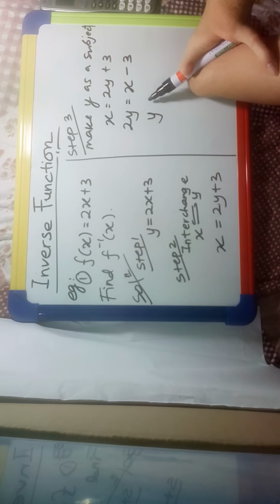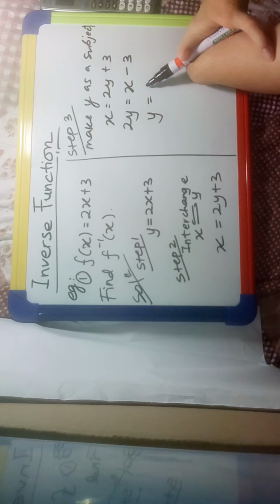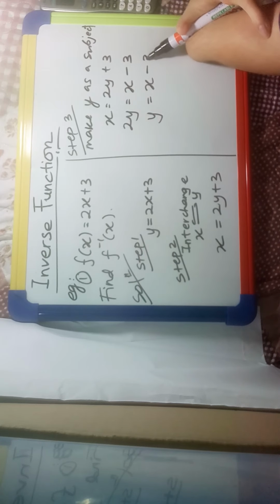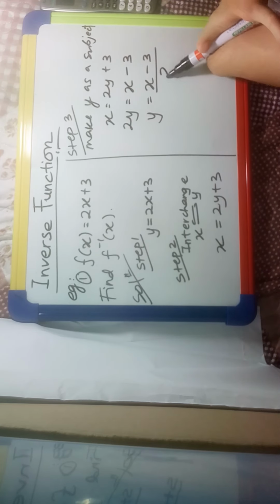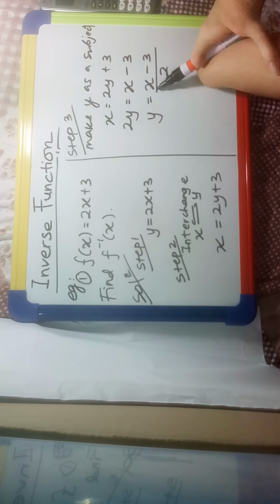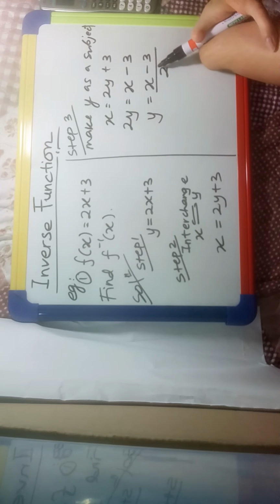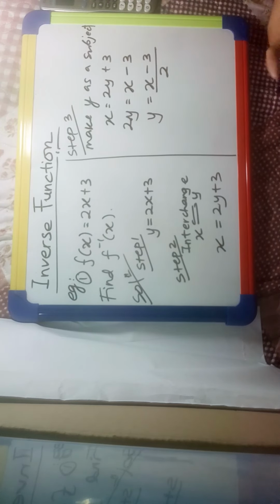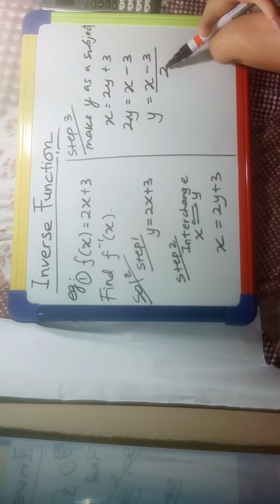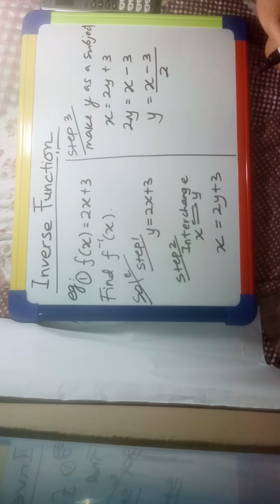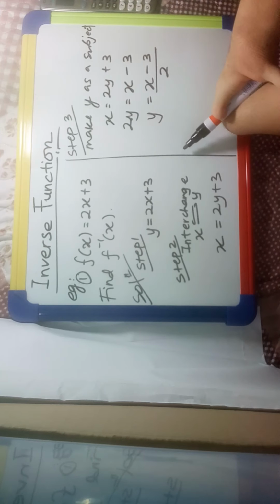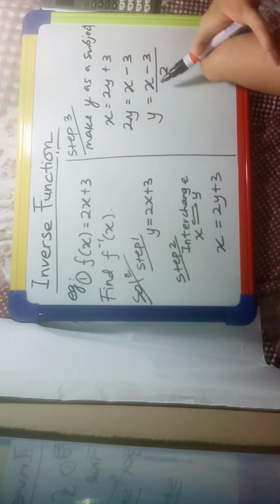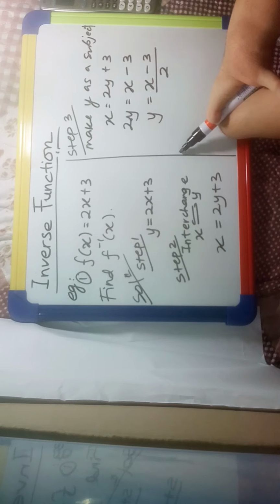So how to remove? We need to move this number 2 to the right side. So x minus 3 divided by 2. Why do we need to divide? Why don't we minus or multiply or plus? You see the operation between this number 2 and this y. The operation over here is multiply. So when you want to move this number 2, I will divide by 2. So this is step number 3. For step number 3, it depends on the way how you arrange the formula, your algebra.